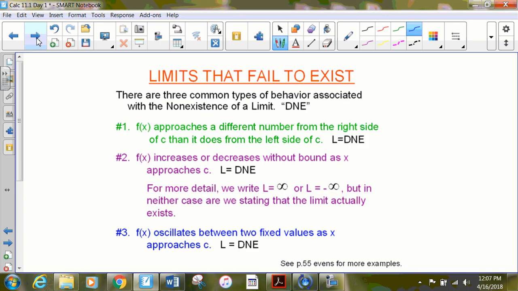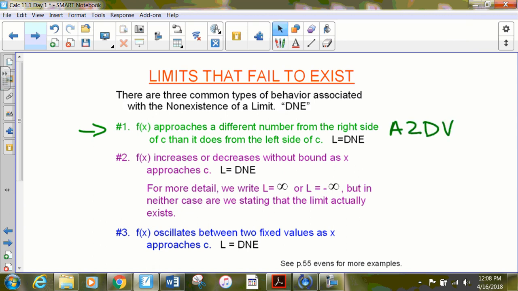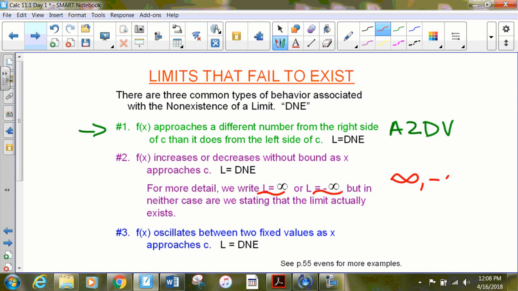And then this is just a reminder of the 3 different ways we discovered where a limit will not exist. So the first one, f of x approaches a different number from the right side than it does from the left side. So this is where we say approaches 2 different values. That's what we would write when this occurs. And the second one says increases or decreases without bound. So this is when the limit is approaching infinity or negative infinity. So we would write either infinity or negative infinity, or sometimes, like in the other graph, we'd write a plus or minus infinity just to indicate why the limit doesn't exist.